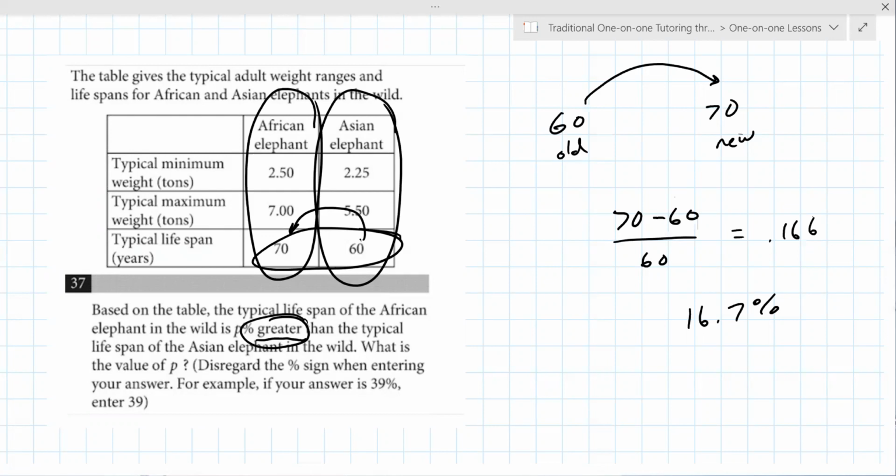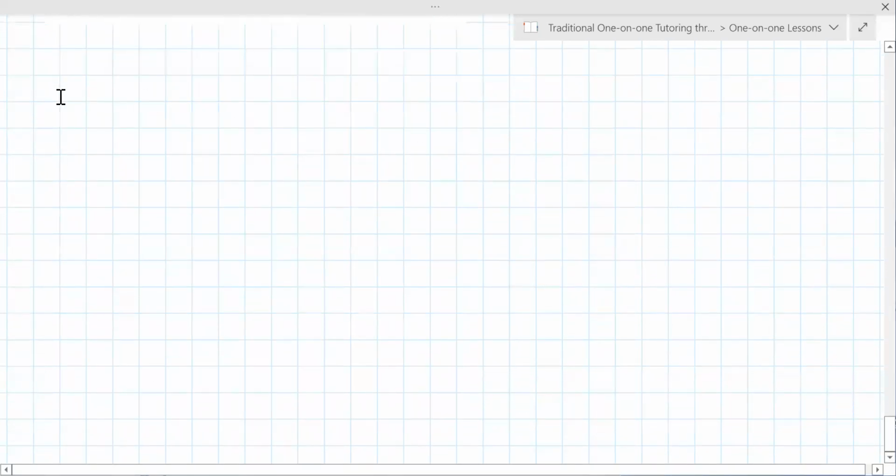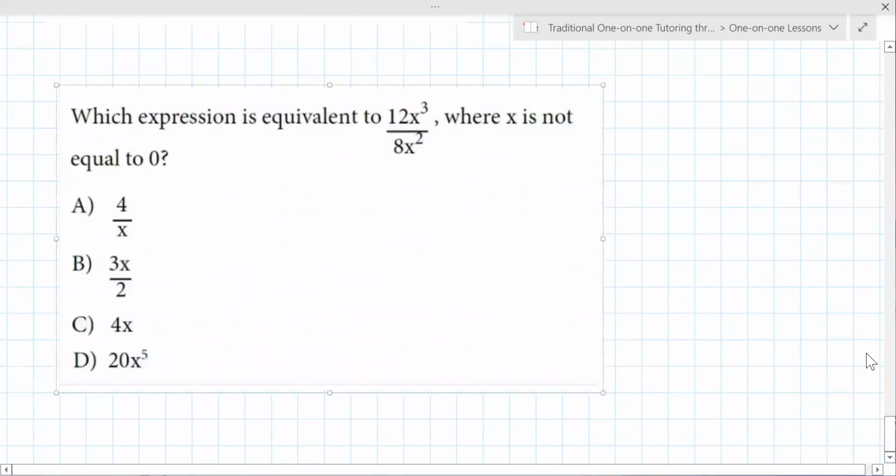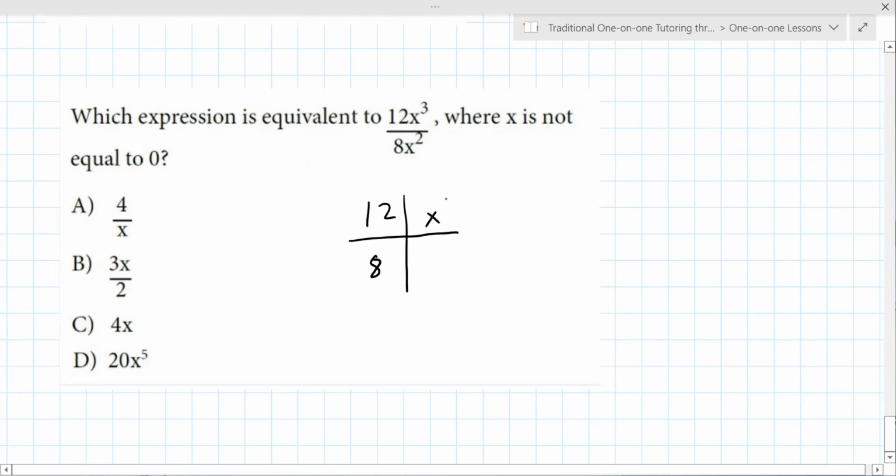Okay, let's look at some more problems here. We're going to switch to exponent rules. We haven't done that yet. These are good problems. You should be able to get a better score on these. It's really like a couple of problems in one. So which expression is equivalent to 12x cubed over 8x squared? It's really 12 over 8 times x cubed over x squared.